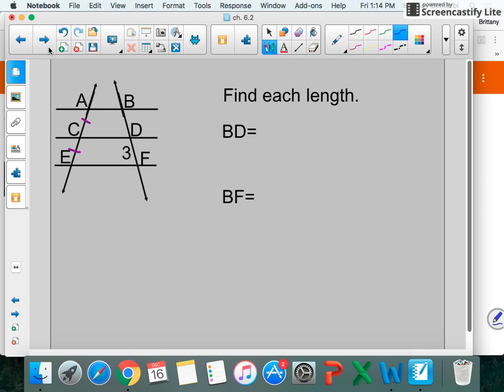And then our last example, so here we have 3 parallel lines and we have a transversal. And if we notice, we are given that AC is congruent to CE. So that tells me that BD is congruent to DF. And congruent meaning same. So if DF is 3, then BD also has to be 3. And BF would be the whole thing, so I'm going to have to put them together. And so I get 3 plus 3, which equals 6.